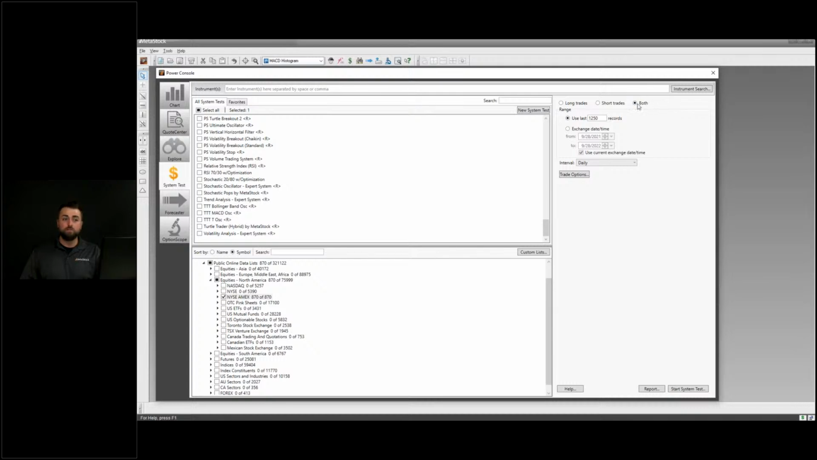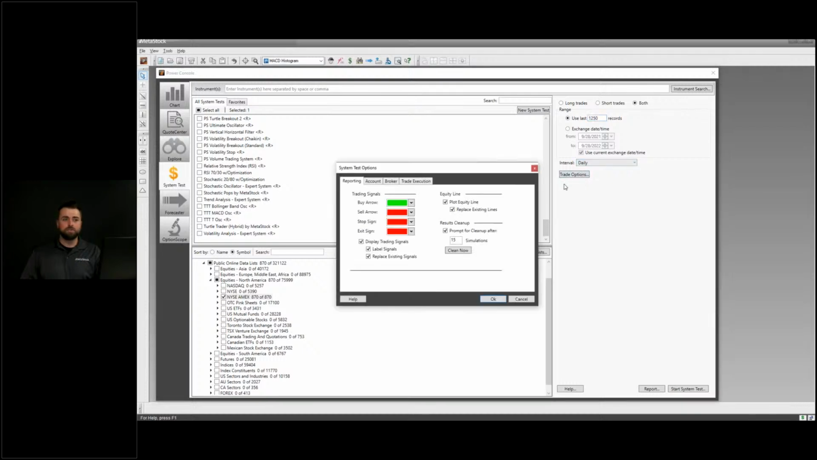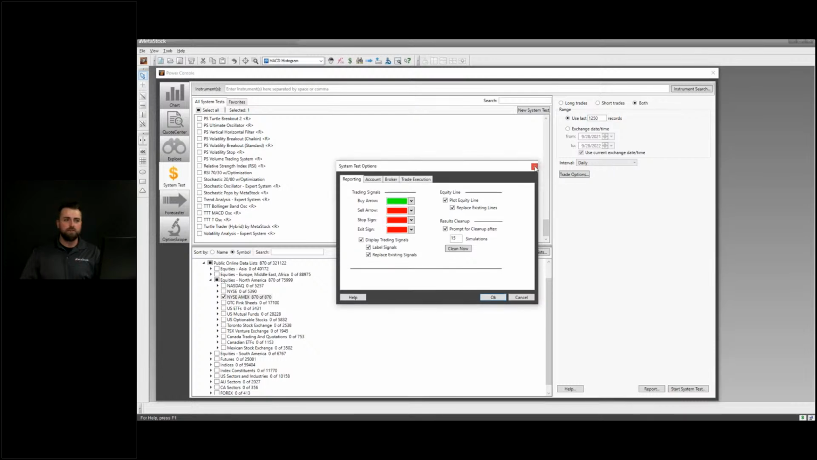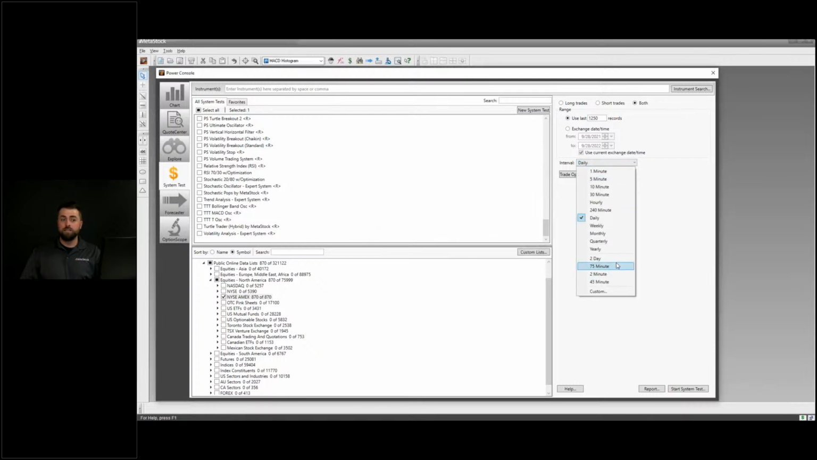But anyways, we're going to do both long and short trades for 5 years of data here. And we're going to be on the daily time frame just to keep things consistent. But again, you can use any time frame you want. So if you like to utilize intraday time frames, you're a day trader, something of that nature, you can do that with MetaStock real time.